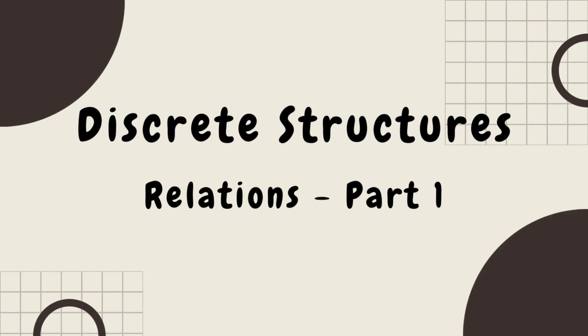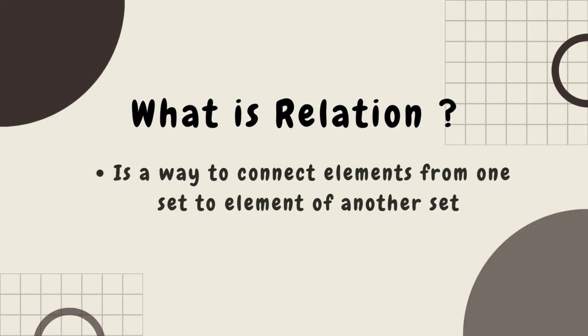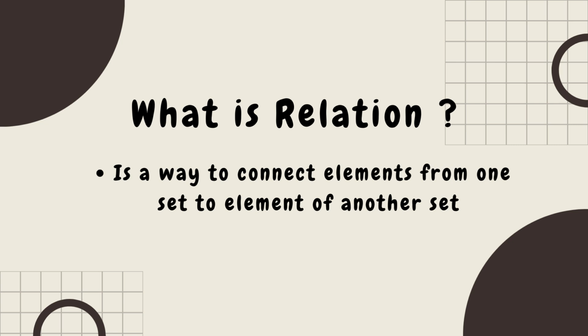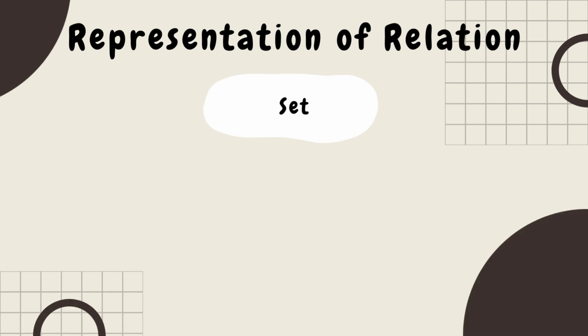Discrete structures, relations, part 1. What is relation? Relation is a way to connect elements from one set to elements of another set. Representation of relation. The first one, set. The second one, matrix. And the third one, digraph.